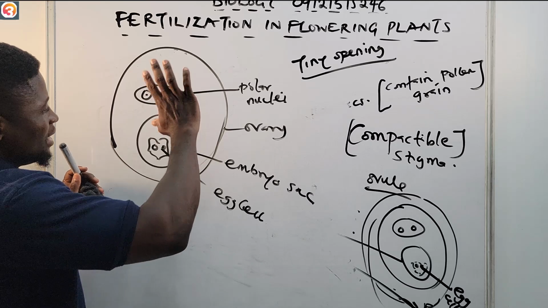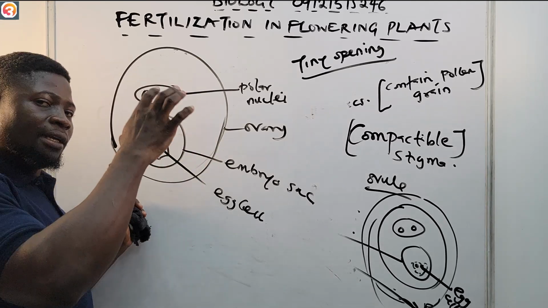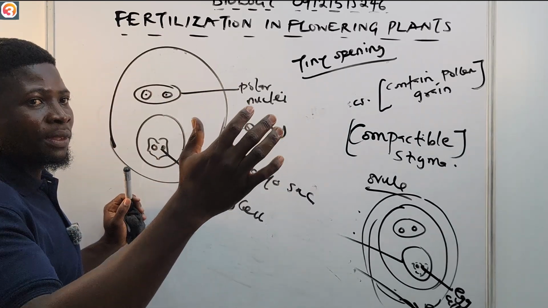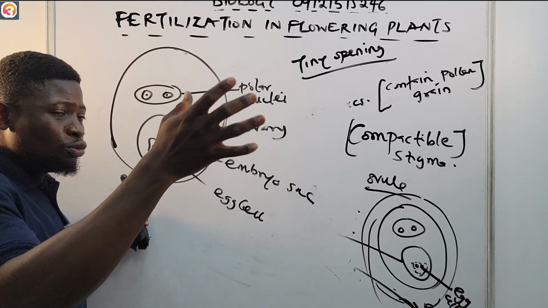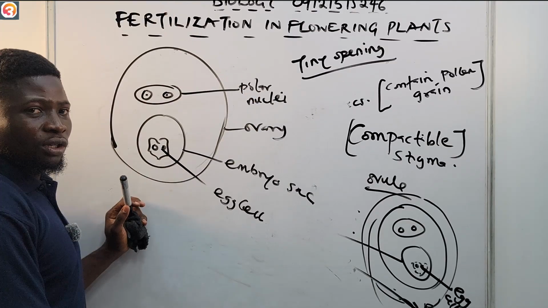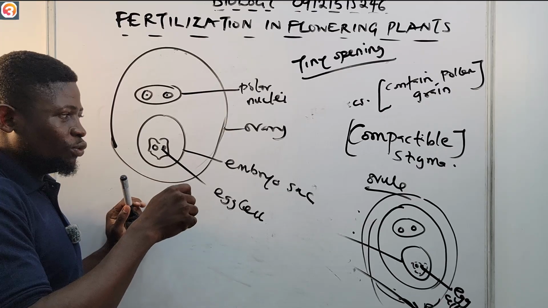So now inside the ovary, we have said that the pollen will land on the stigma, and then it will form a pollen tube. The pollen tube will take the two male gametes, and then it will go down the style and enter into the ovary.